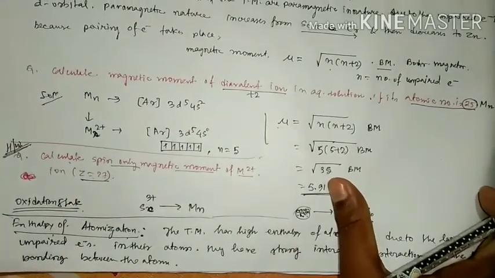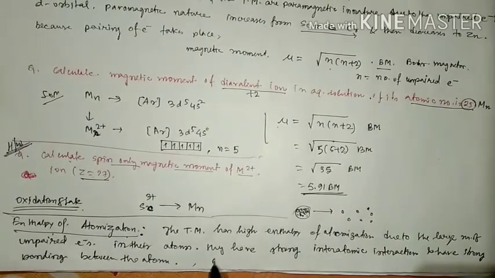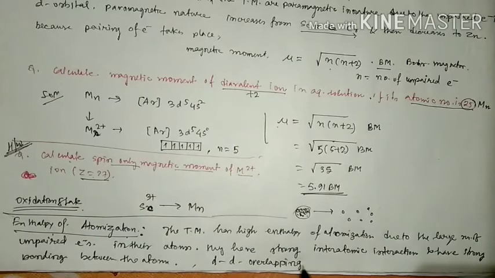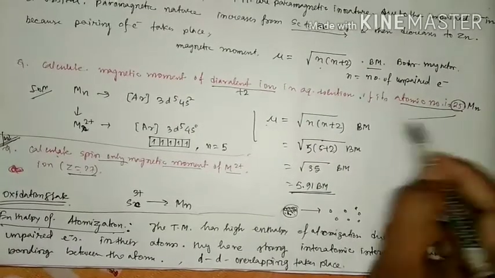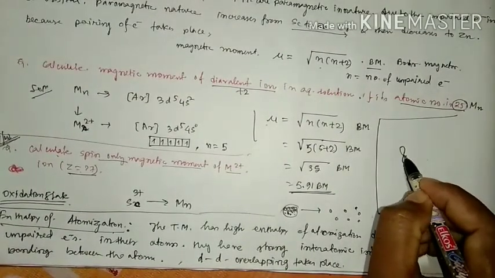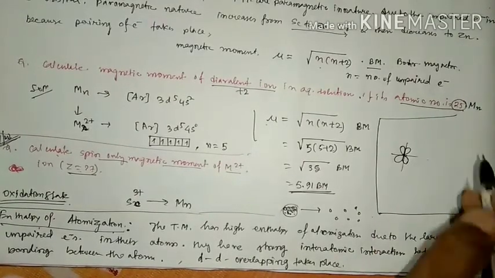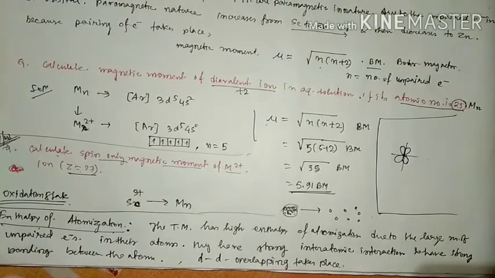strong bonding between the transition metals? The main reason is the d overlapping takes place. Now see, as we know, d orbital has this way structure. Suppose we are writing this one is a d orbital. This may be xy, yz, or zx.